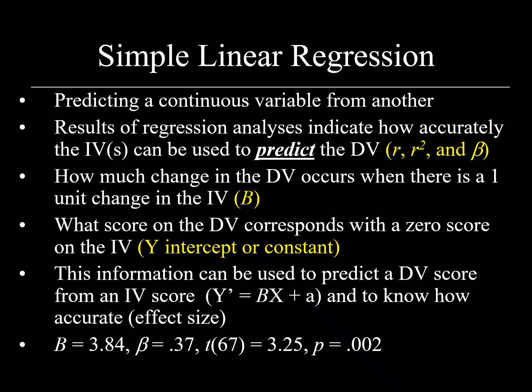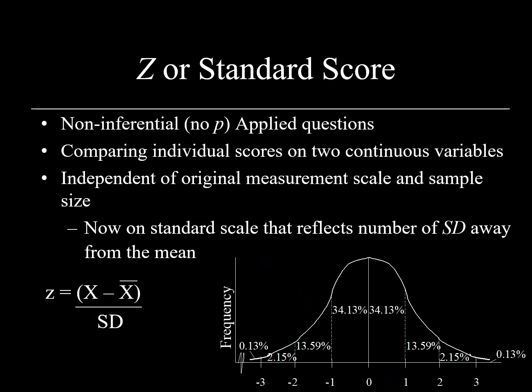So how we'd usually report this is we report B, so that someone knows what the actual value in the scale is. We'd report the Latin beta, which is the standardized test statistic. And then we generally report a t-test to determine if that's significant, and then the p-value. So this is how we would report a simple regression compared to how we would report, for example, a correlation.